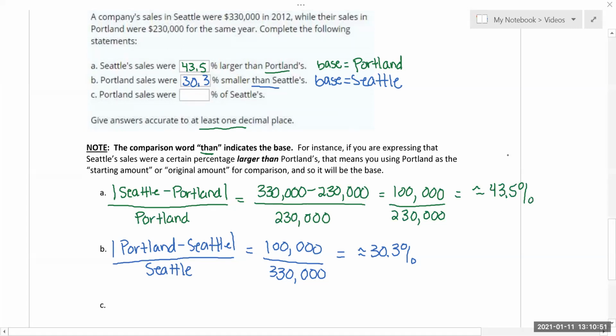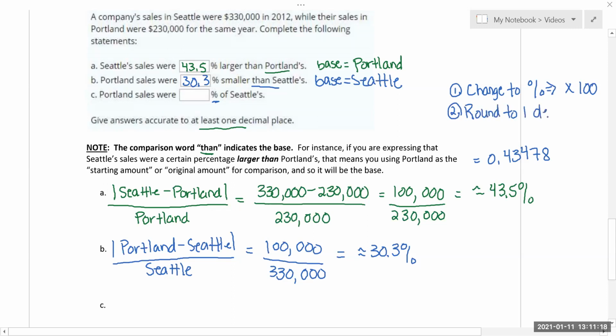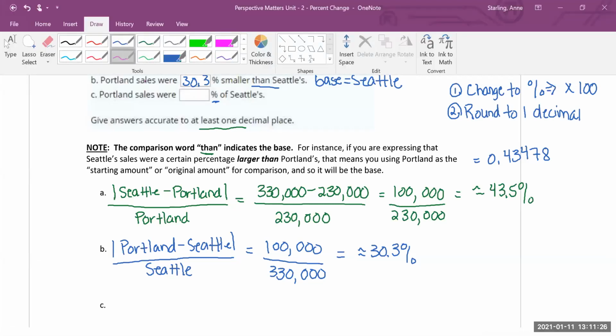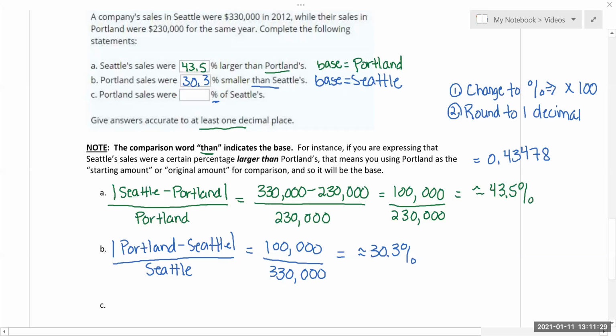Now, how I'm getting these answers is they're coming out as decimals, and then I'm being careful with my rounding. On each of these, because they're asking for percent, I'm changing them to a percent, which means multiply by 100. And then I'm being very careful to round to one decimal. All right, so we've got these two versions. Your Seattle branch manager is saying we're 43.5% larger than Portland. Portland is saying we're 30.3% smaller than Seattle.